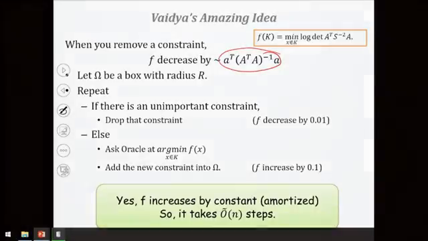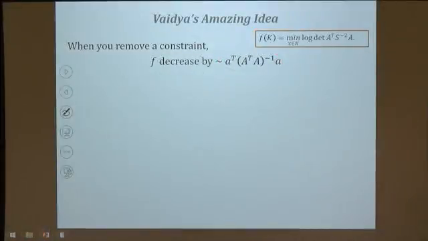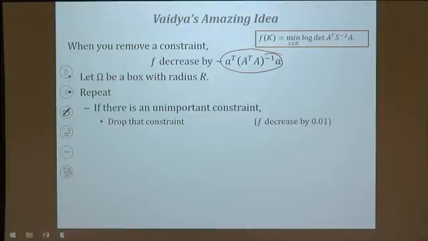The idea is quite simple. When we put the constraint there, the F will increase by that term, A transpose some inverse A. When you remove that constraint, then the opposite happens. The F will decrease by that term. So the Vaidya idea is just like this. Again, you start with a box. You repeat. Maybe I should define this. I define this as the importance of a certain constraint. For the constraint A, I call that the importance of A.